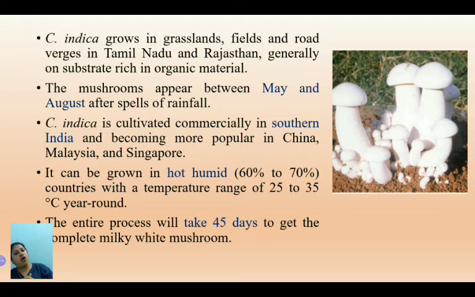It grows even in very hot, humid conditions, that is 60 to 70% humidity, and the temperature is around 25 to 35 degrees Celsius year round. So it requires 25 to 35 degrees Celsius. And the entire process, that is the growth of the complete life cycle and production of the fruiting body, takes around 45 days. So if you cultivate this mushroom, in 45 days you can start harvesting the milky white mushroom.